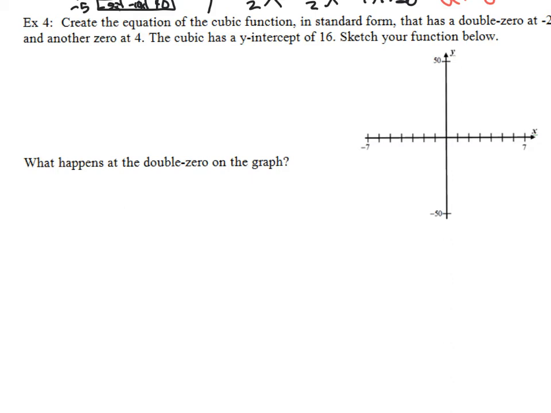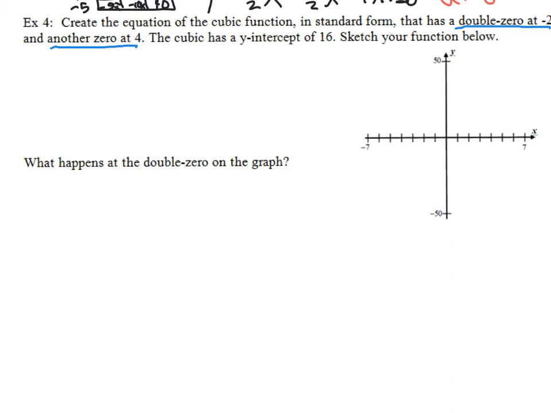In example number 4, we are again going to create the equation of a cubic function in standard form, but this time you'll notice that I have one more piece of information. There's a double zero at -2. We had some information about double zeros or a multiplicity of 2 in our last lesson, so let's see what that's going to do to affect our cubic function. We also have another 0 at x equals 4.